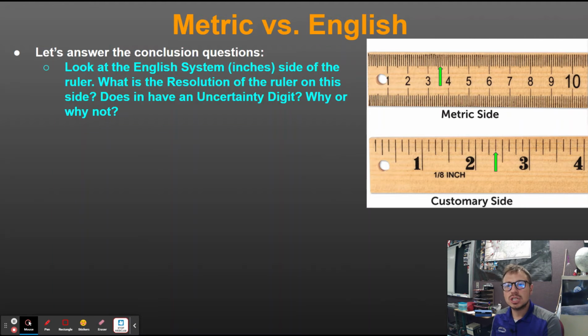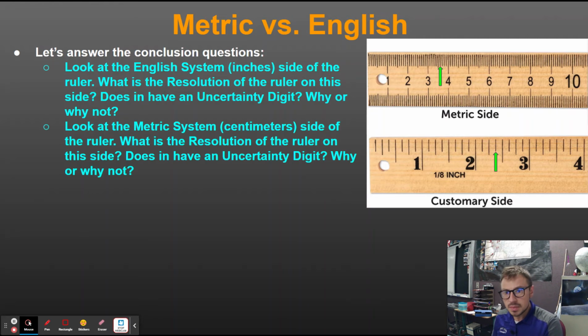Now, it asks this question, does it have an uncertainty digit? Why or why not? It does have an uncertainty digit because it's an analog instrument. If you're measuring something and it fell in between two of those lines, you'd be able to make an estimated guess to that next digit, so down to the 1/16 of an inch, probably.